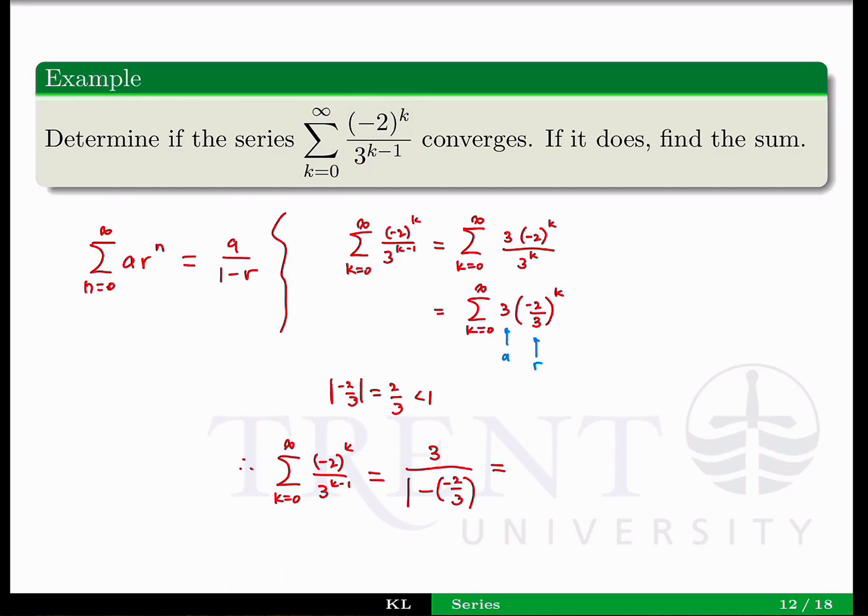So let us simplify this. We got 3 over 1 plus 2/3. That's 3 over 5/3. So this will be 9 over 5. So the sum of this one here is 9 over 5. Okay?